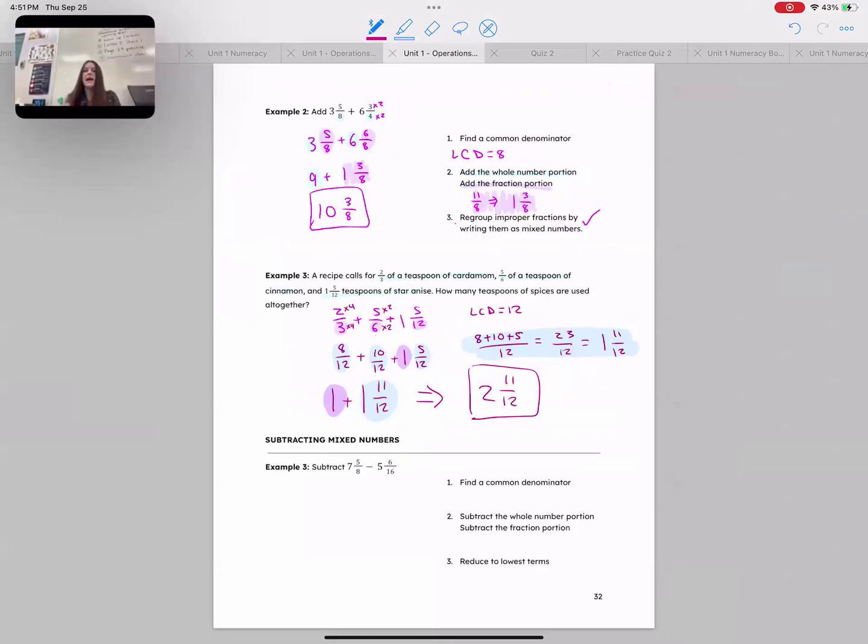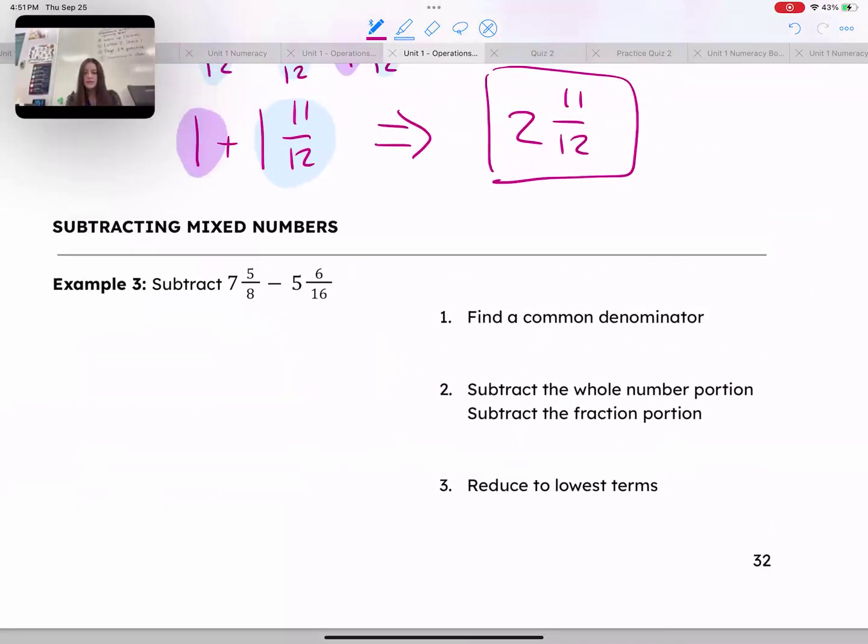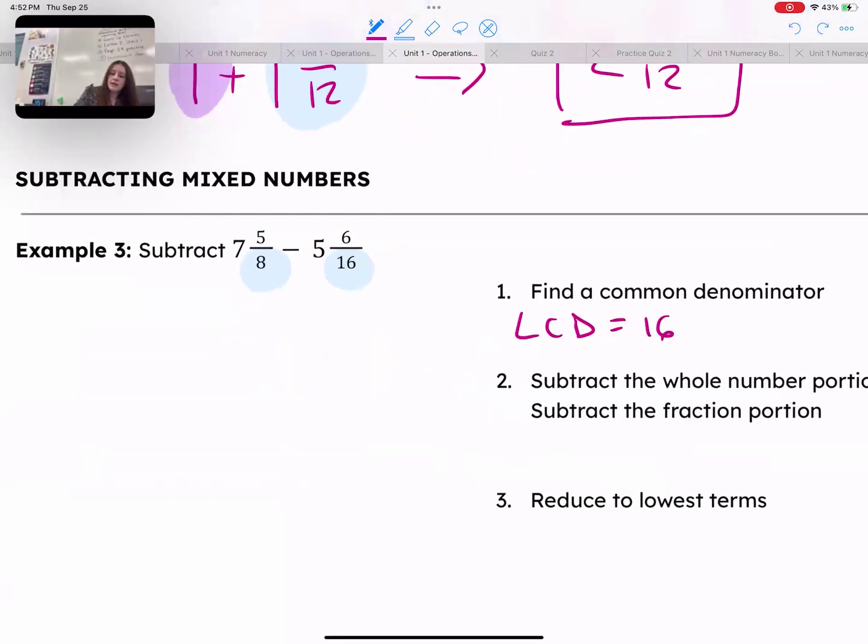Okay, that was adding. Now let's try a couple with subtracting. So when we are subtracting mixed numbers, it is going to be the same thing. We are going to find a common denominator. So we're looking at 8 and 16. Our lowest common denominator is equal to 16 because 8 is a factor of 16. So I'm going to multiply this fraction by 2 on the top and the bottom so that I have it over 16. So I have this here.